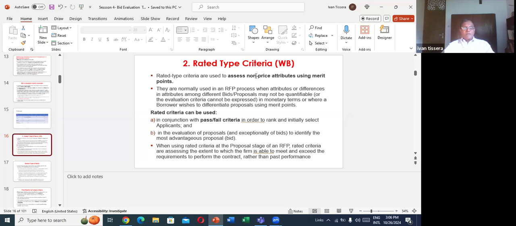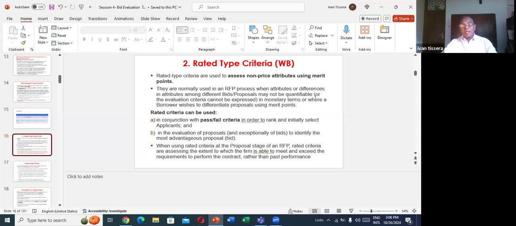We give 50 marks for price as a merit point. Arbitrarily we are giving, right? That is the problem of some methods. They are normally used in RFP proposals when attributes or differences in attributes among different bids or proposals may not be quantifiable. So if the things are not quantifiable, we try to insert some marks using some quantifiable criteria.